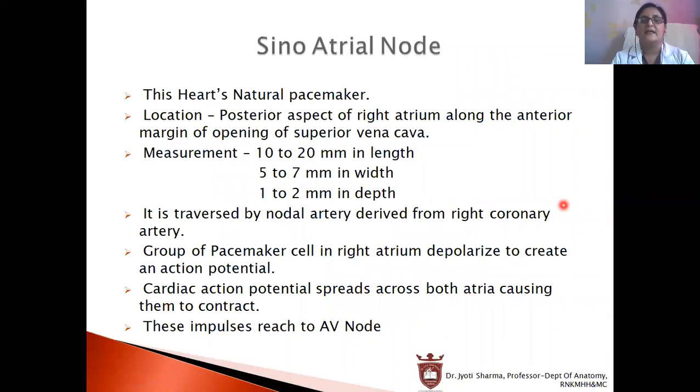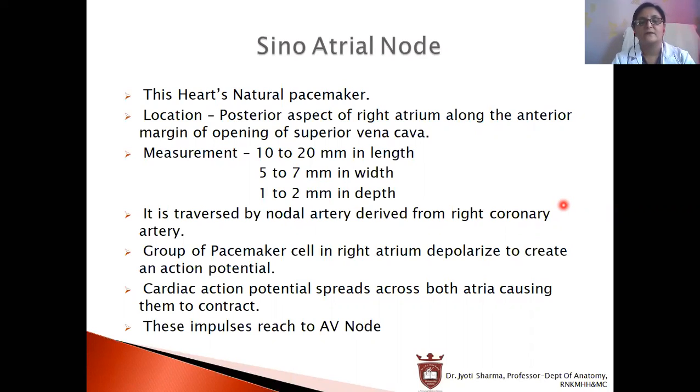Now we see SA node. This SA node is heart's natural pacemaker. If you see the location, it is present in the posterior aspect of right atrium along the anterior margin of opening of superior vena cava.